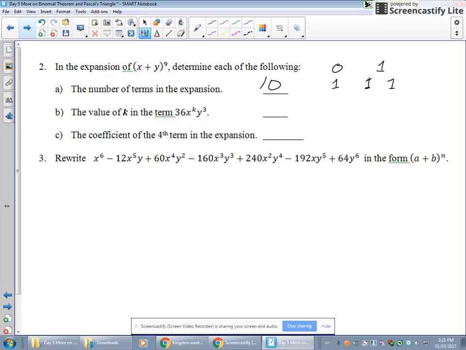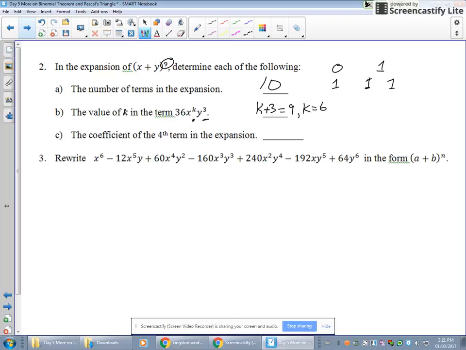The value of k in the term 36x to the k, y cubed. Well, our exponents have to add up. The exponents here have to add up to our exponent there. This simply means that k plus 3 must equal 9, or in other words, k would be 6. x to the 6, y to the 3rd.